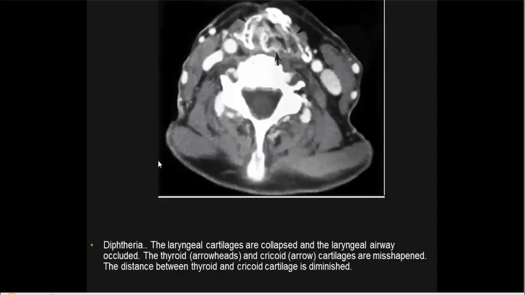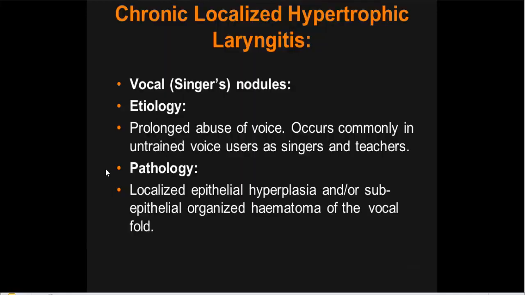in the aryepiglottic fold. This is a case of diphtheria: the laryngeal cartilage collapsed and the laryngeal airway occluded. The thyroid and cricoid cartilages are misshapen. The distance between the thyroid and the cricoid is diminished. Thyroid and cricoid are all destroyed and involved. This is diphtheria.